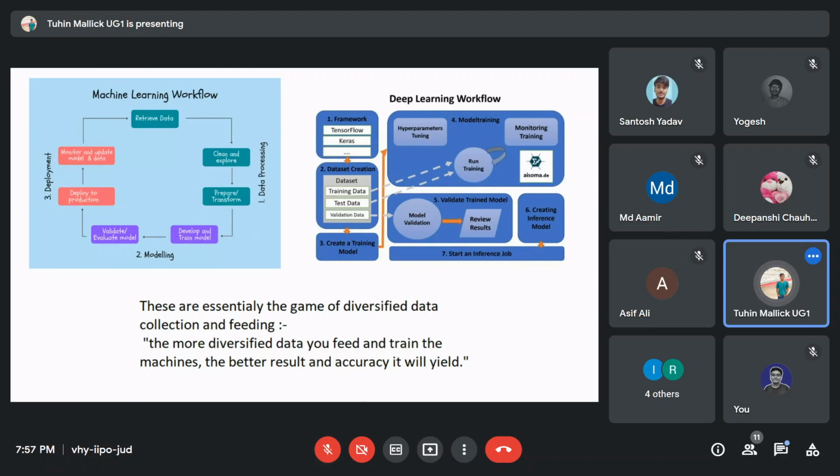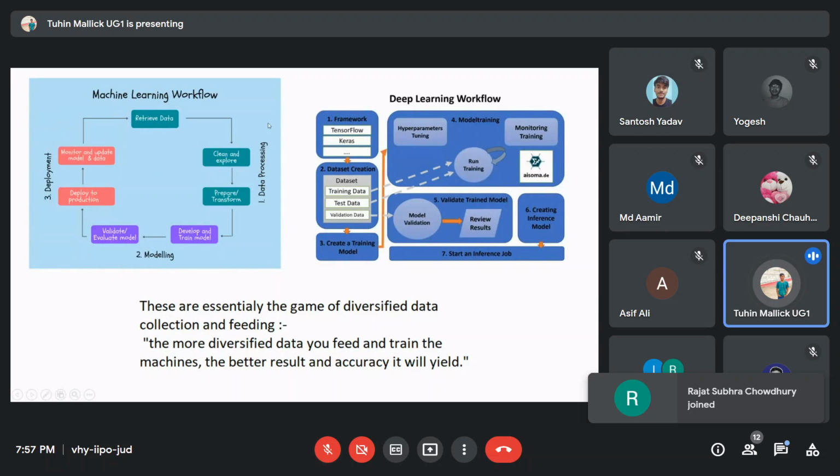So that is one of the main areas where most of the deep learning work goes. To recap, the key difference between machine learning and deep learning: machine learning uses algorithms to parse data, learn from the data, and make informed decisions based on what it has learned. As you can see in this slide, the machine learning workflow: number one is data processing, number two is modeling, and number three is deployment.